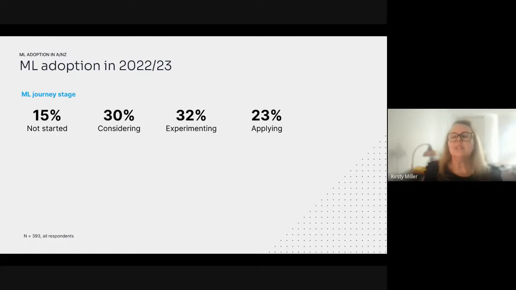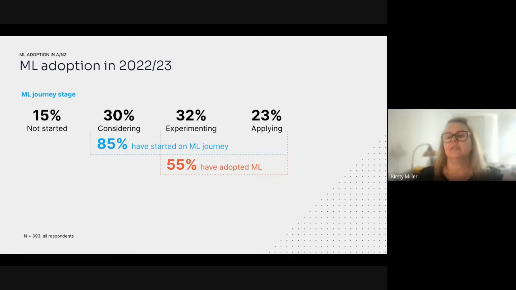So if you roll this up to make it a bit more meaningful, we say 85%, so those in the considering, experimenting, and applying stages, have started their machine learning journey. And those that are hands-on, those are the adopters. So 55% have adopted machine learning.